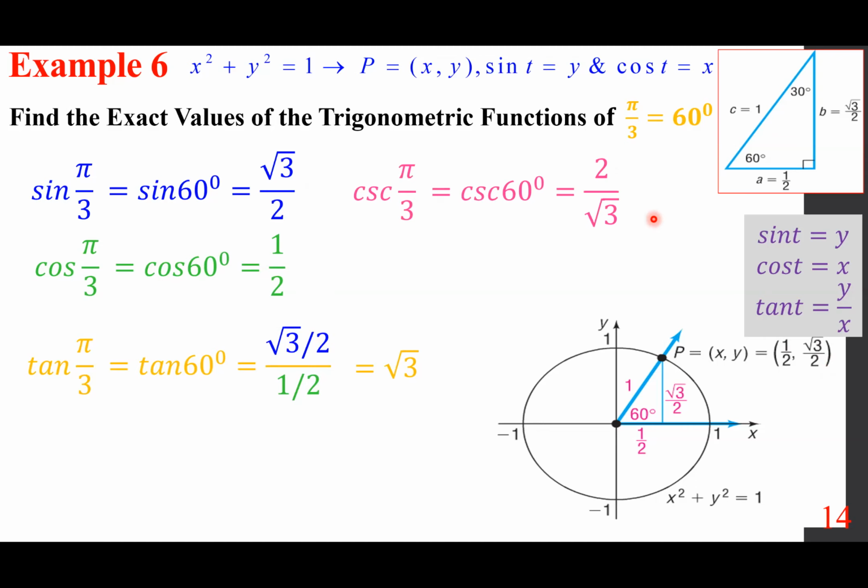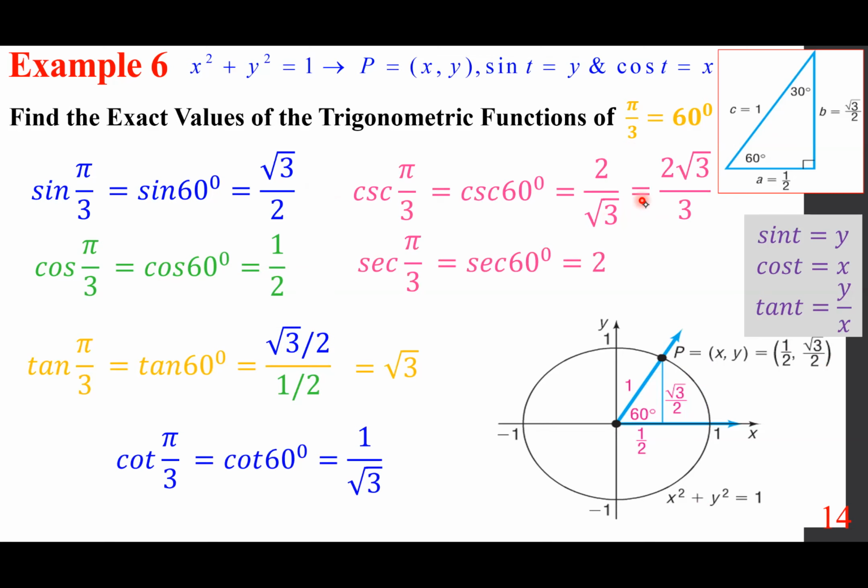2 over square root of 3. I can multiply by square root of 3 over 3 to rationalize. This one is simply 2. This one, 1 over square root of 3. Again, I can multiply by square root of 3 over square root of 3. And I get this one again.